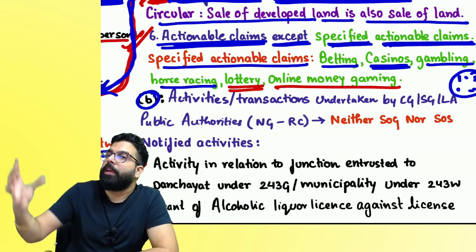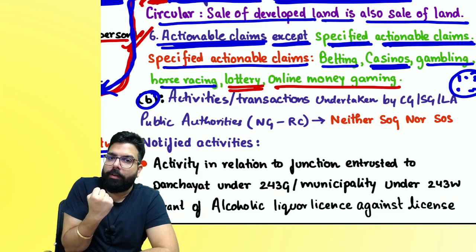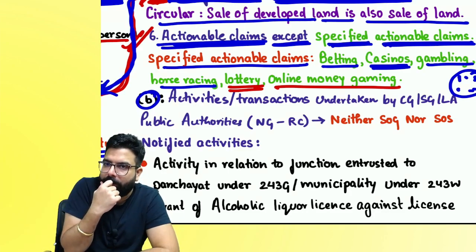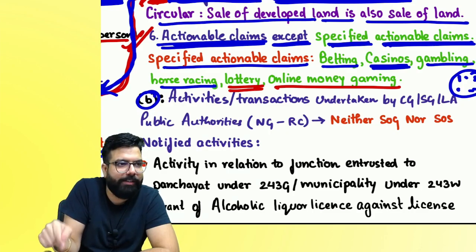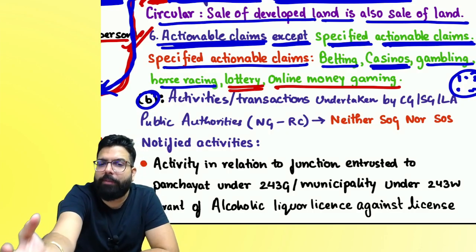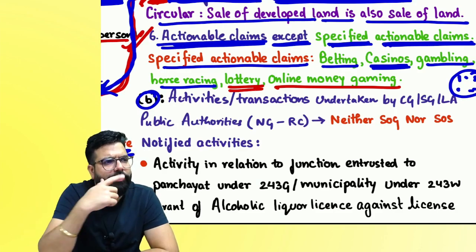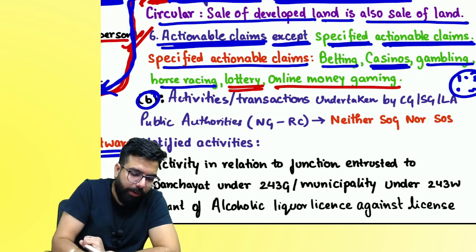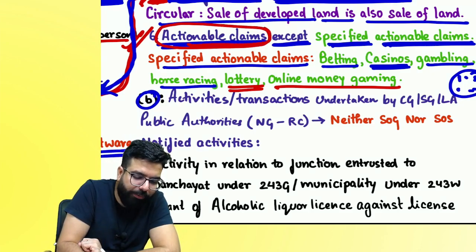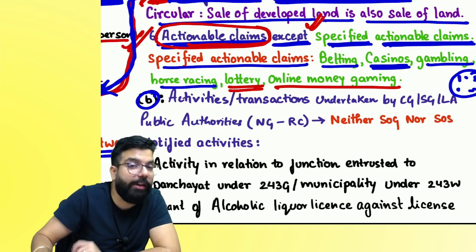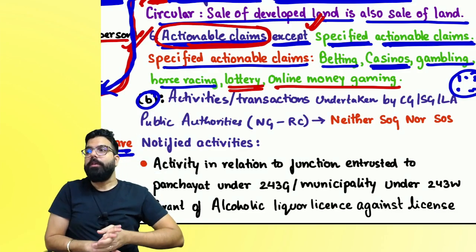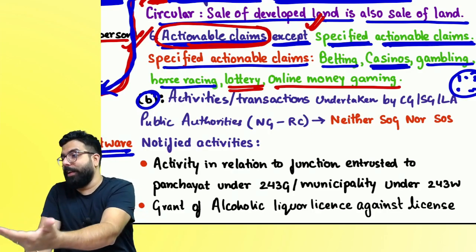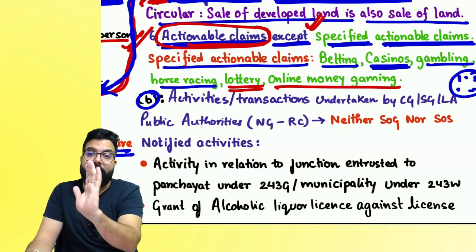So tell me one thing. If I receive insurance money, will there be any GST on that money? If I receive arrears of rent, will I charge any GST on that money? Why? Because they are actionable claims, but actionable claims are out of GST. Which actionable claims are not out of GST? Betting, gambling, horses, online gaming, all this, GST will come.